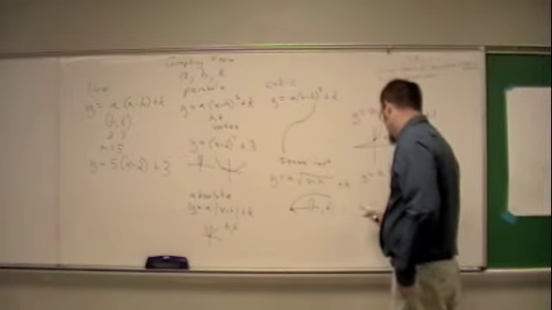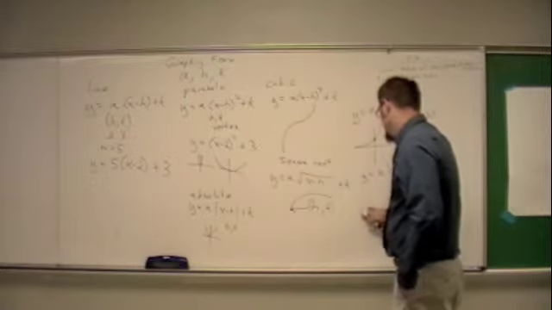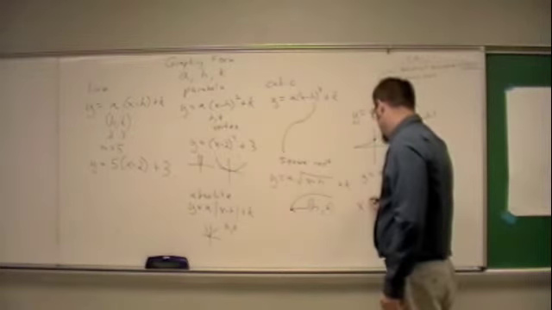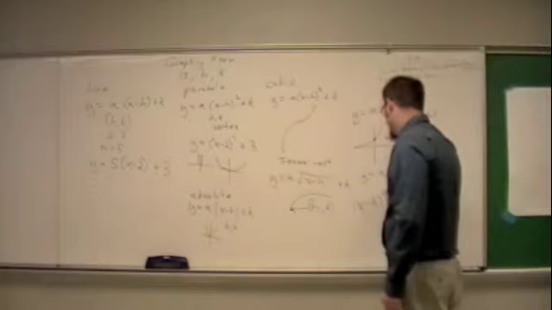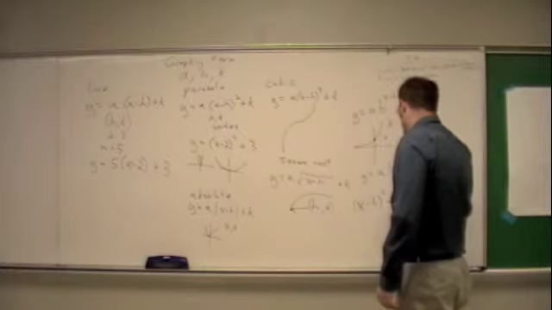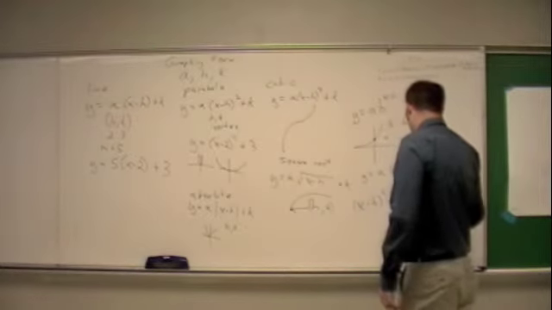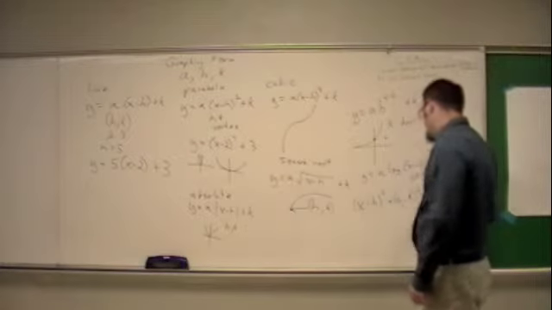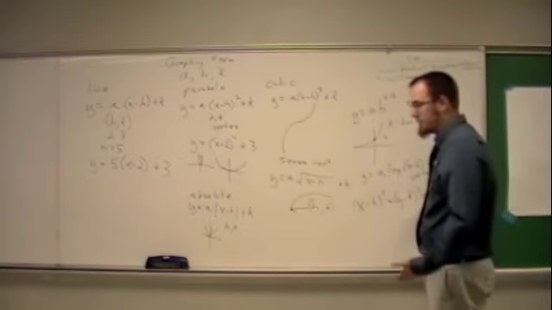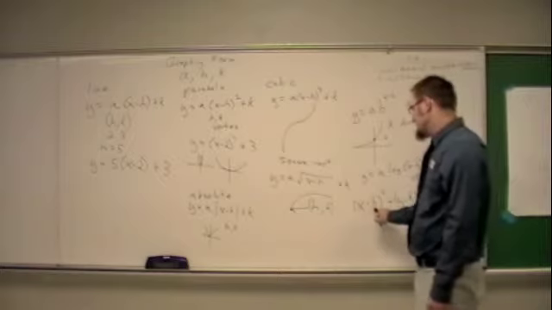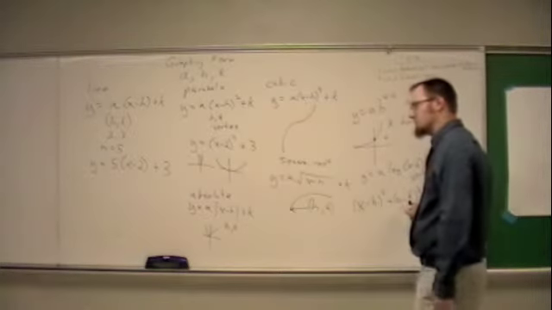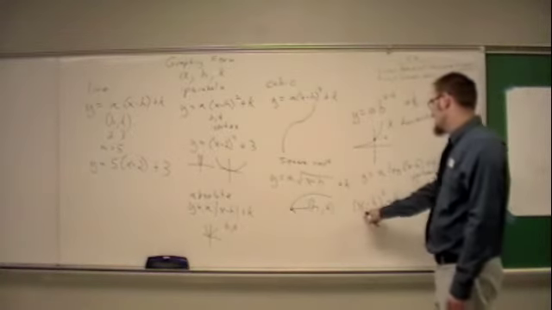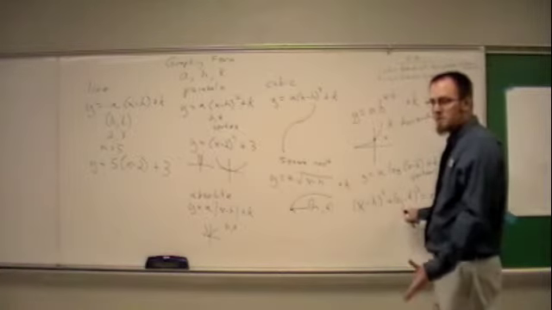The only other graph that we've dealt with so far has been a circle, and that one is just x minus h squared plus y minus k squared is equal to r squared. R is the radius of the circle that you're going to be dealing with. The h is your horizontal shift, the k is your vertical shift. This is the only one where x and y are on the same side and they're both squared.